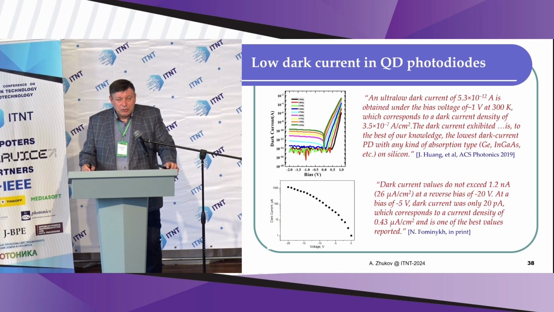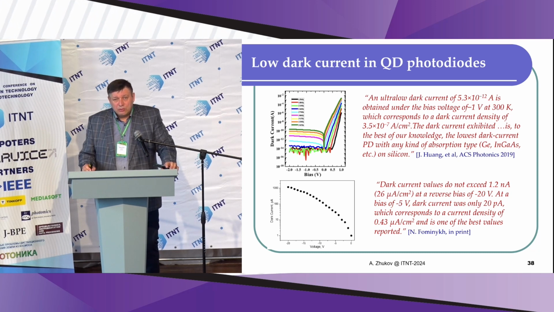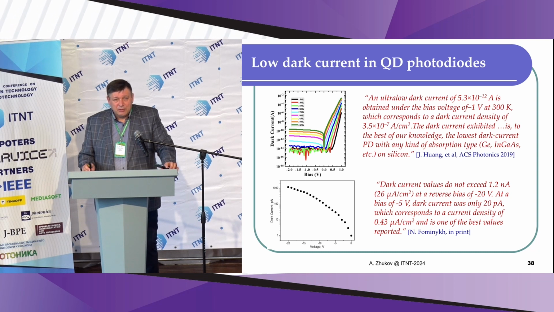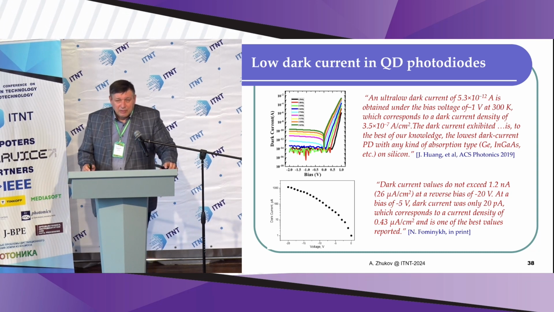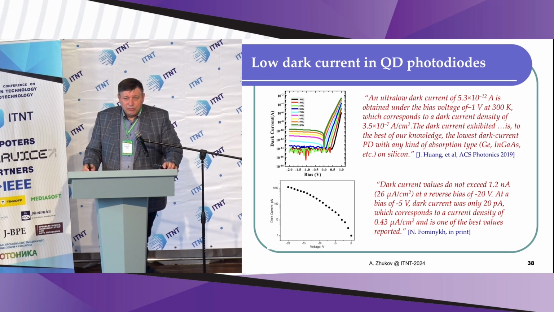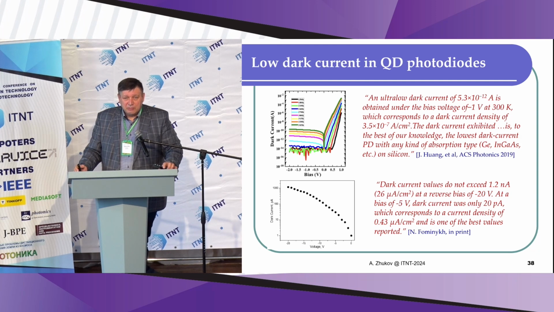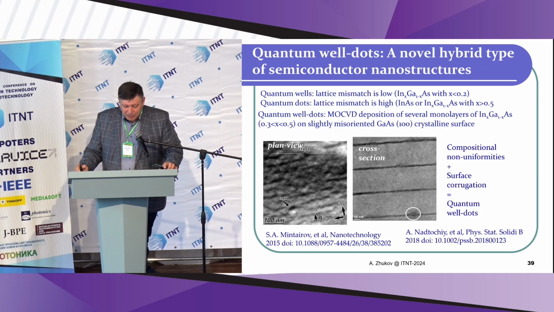What is also important, the quantum dots provide not only low threshold current density, but also very low dark current density. Maybe the record low dark current density belongs to quantum dots. The density of dark current is typically a few microamps per square centimeter. This corresponds to a level of absolute dark current of several tens of picoamps typically.